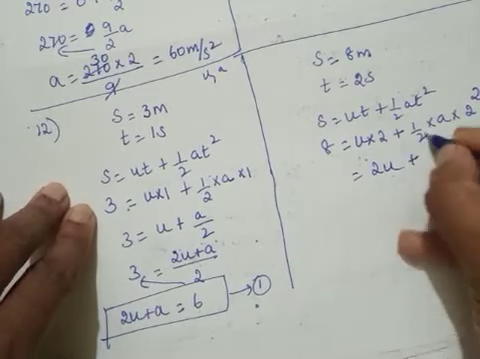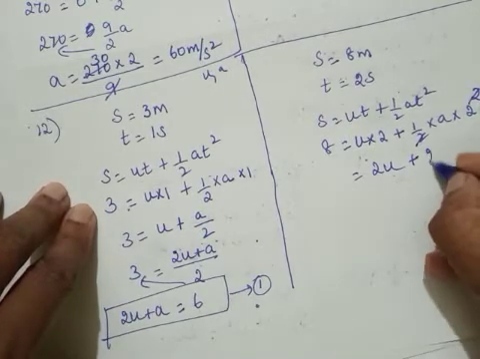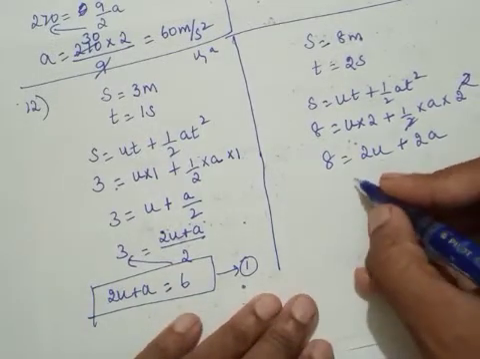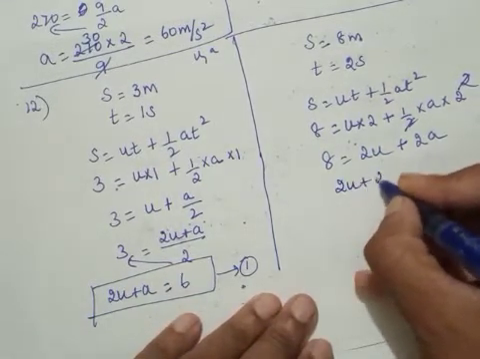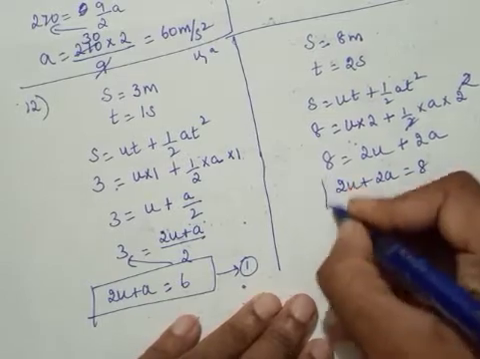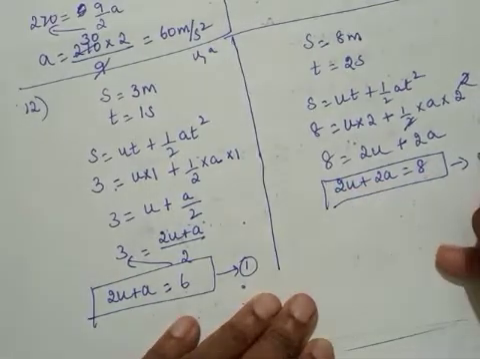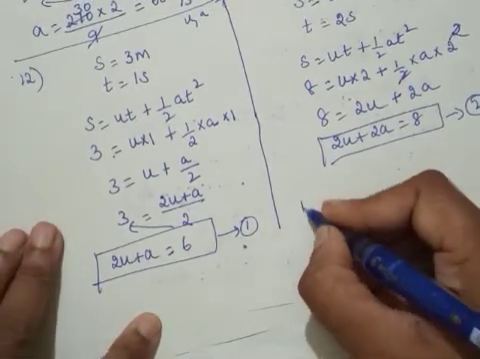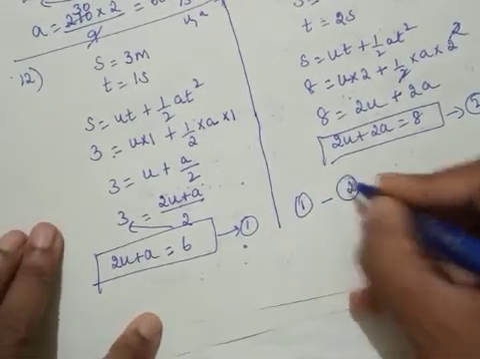2U plus 1 2 will go off. So only 2A is equal to 8. Or 2U plus 2A is equal to 8. This is our second equation. Now we'll do equation 1 minus equation 2.